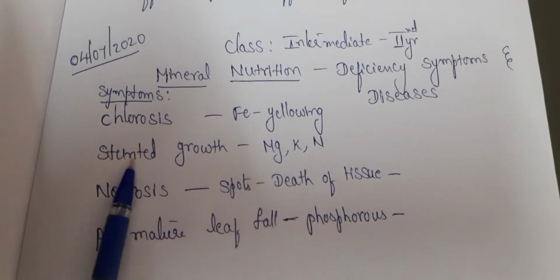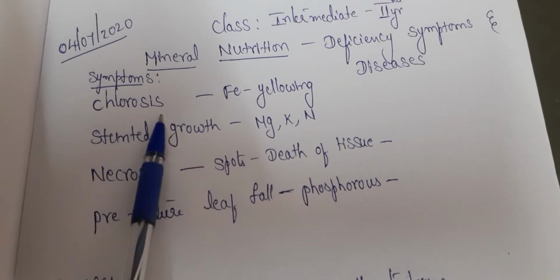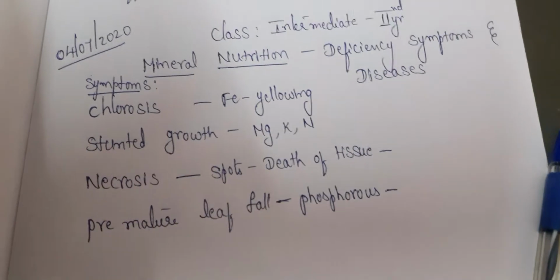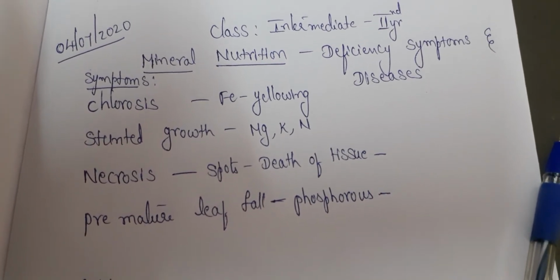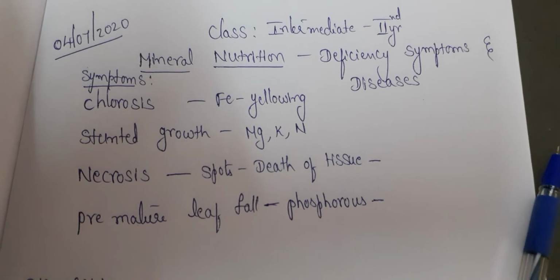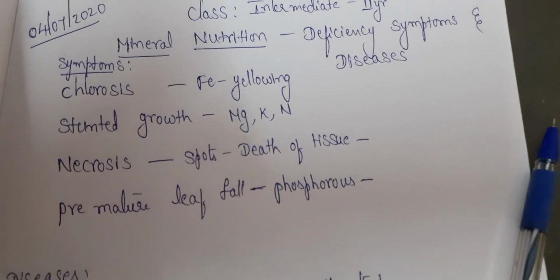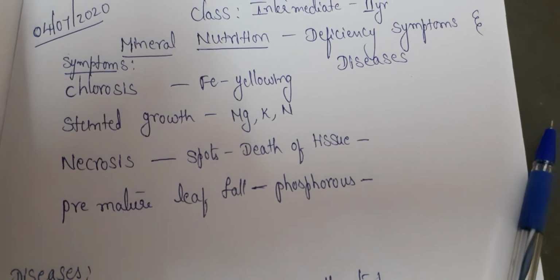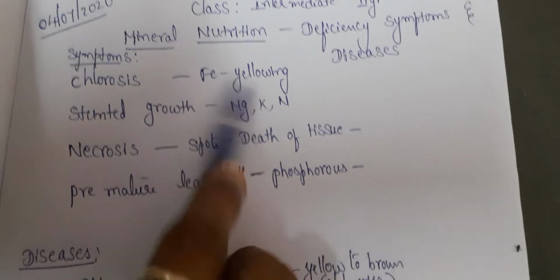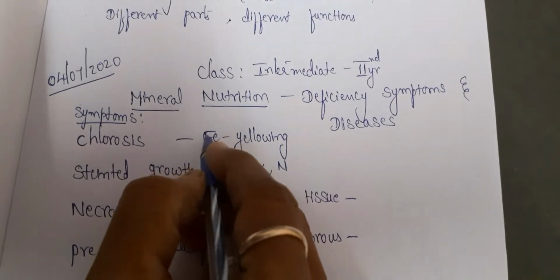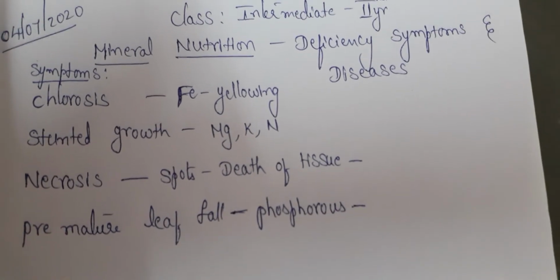So firstly, there is a chlorosis symptom. So what does chlorosis mean? Chlorosis means the leaves will turn yellow in color. Yellowing of the leaf is called chlorosis, and it is mainly caused by the deficiency of the element iron. So because of the iron deficiency, the yellowing of the leaves will occur.